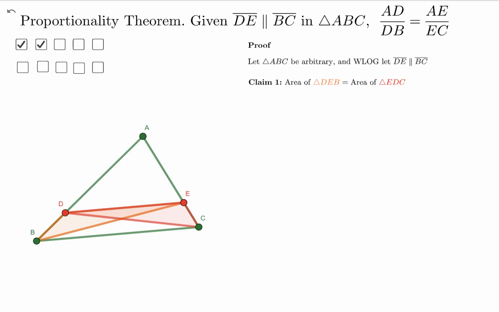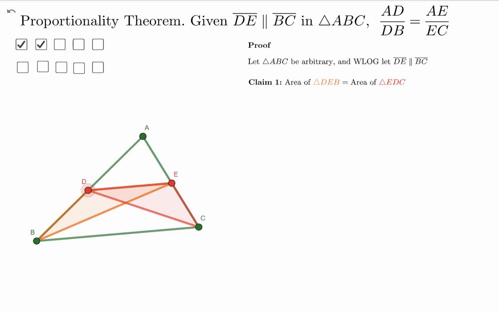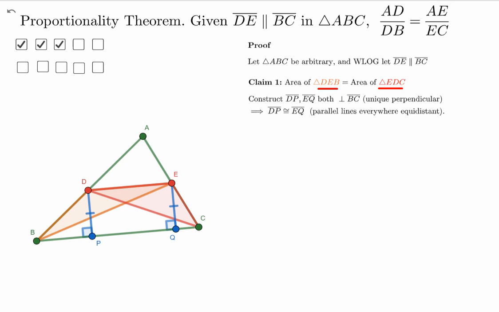So first, notice, and let me move this up so we can see a little better. Notice that the red triangle and the orange triangle have equal areas. So that's my first claim. And to see this, we're going to use a theorem that we proved in the last section, which is that parallel lines are everywhere equidistant.